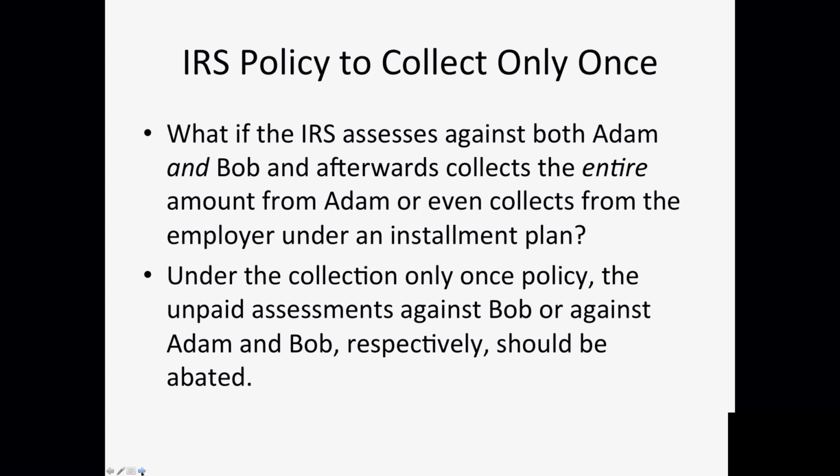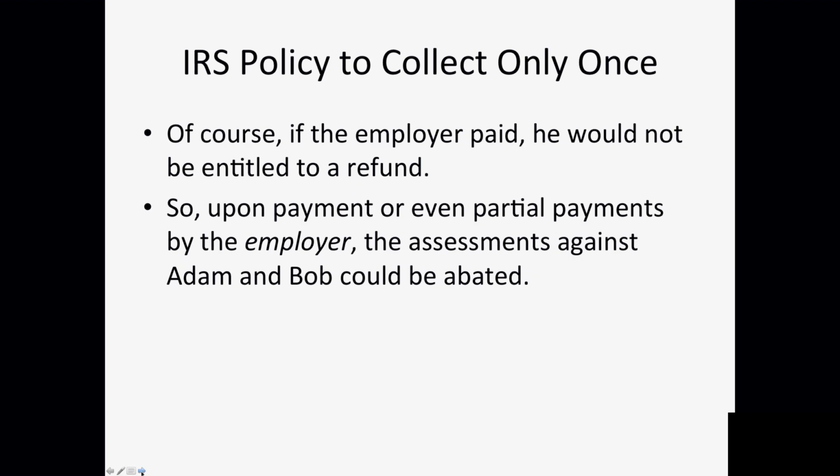What if the IRS assesses against both Adam and Bob and afterwards collects the entire amount from Adam or even collects from the employer under an installment plan? Under this scenario and under the policy of collecting only once, the unpaid assessments against Bob or against Adam and Bob respectively would be abated. Of course, if the employer paid, he would not be entitled to a refund. So upon payment or even partial payments by the employer, the assessments against Adam and Bob could be abated.